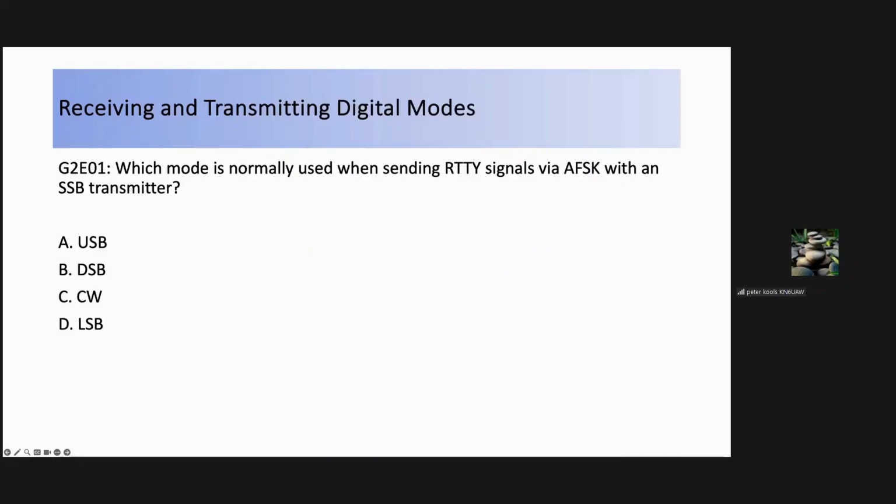So which mode is normally used when sending RTTY signals via audio frequency shift keying with an SSB transmitter? Lower sideband. What is the standard sideband for JT65, JT9, FT4, FT8 digital signal when using audio frequency shift keying? The convention is upper sideband.